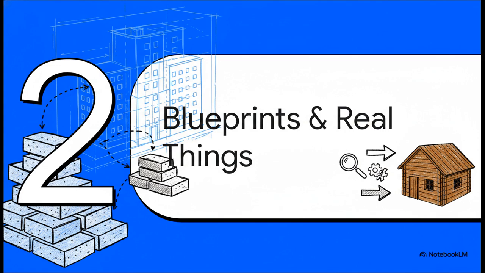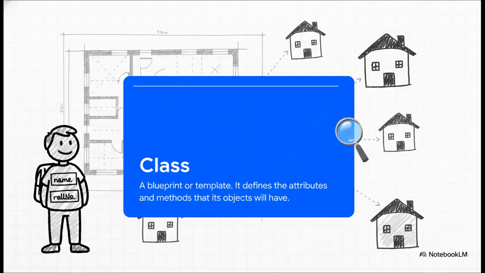Okay, so if our software is built from these object bricks, where do the bricks themselves even come from? Well, the answer lies in two of the most fundamental ideas in all of OOP: classes and objects. Everything starts with a class. A class is the master blueprint, the master plan. And this is super important. It is not the real thing. It's not the house, it's the architectural drawings for the house. It defines all the properties and capabilities that any object created from it is going to have. So for a student class, the blueprint might say every single student must have a name and a roll number.